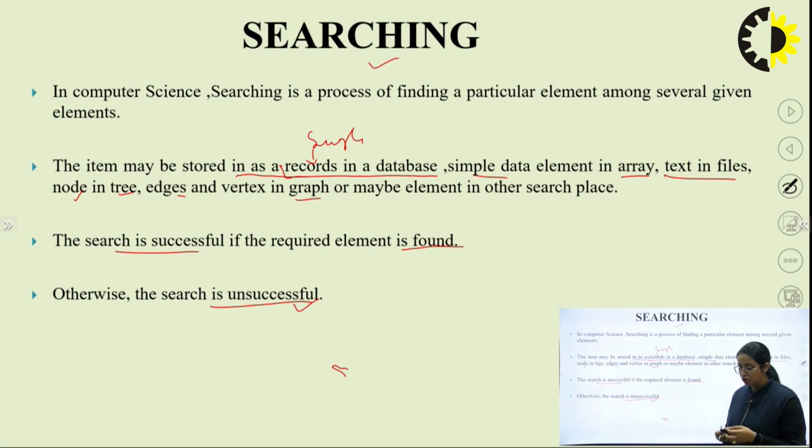Why unsuccessful? Because we do not find the particular element that we want to find, or we do not get the desired output that we want. Then we can say the search is unsuccessful.